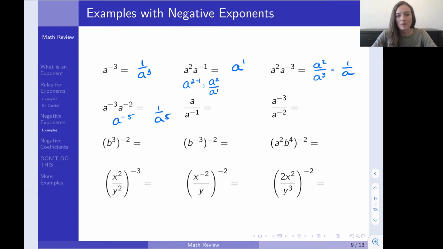Usually we like to leave everything with positive exponents if we can, so writing it like this is usually preferable to writing it like this. Okay, then a over a to the negative 1. So I'm going to open up a new page here so we could just go over the algebra for this. So if we have a over a to the negative 1.